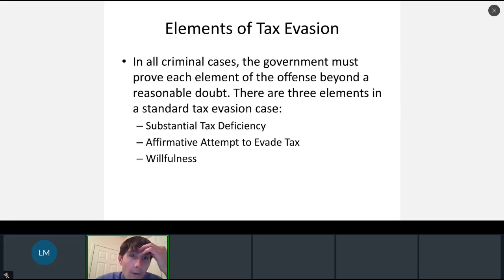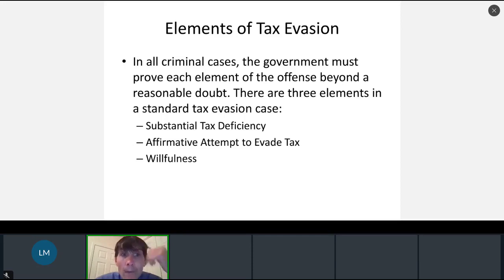So the way I start this presentation is to introduce the audience to tax evasion. That is the seminal and most heavy-handed statute that the U.S. Attorney's Office has when it turns to prosecute individuals who have engaged in tax evasion. It's the 800-pound gorilla, if you will. In all criminal cases, the government has to prove each element of this offense beyond a reasonable doubt. So it's no different than any other criminal statute.